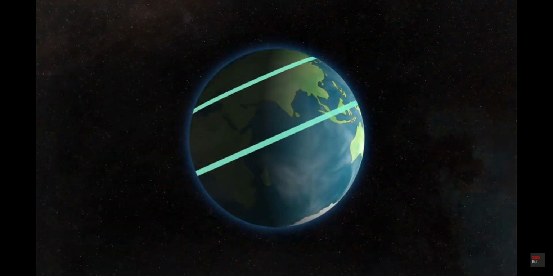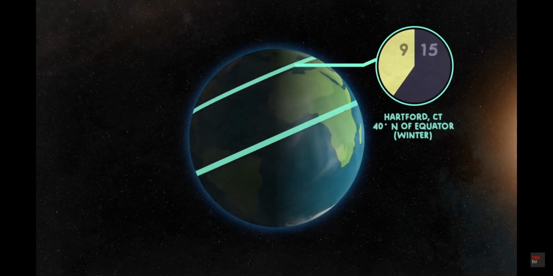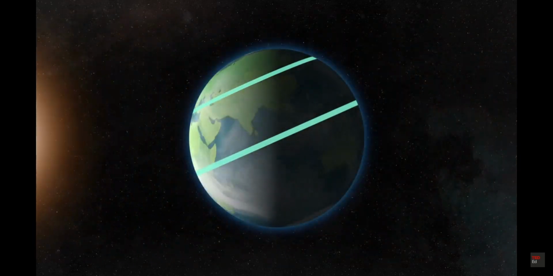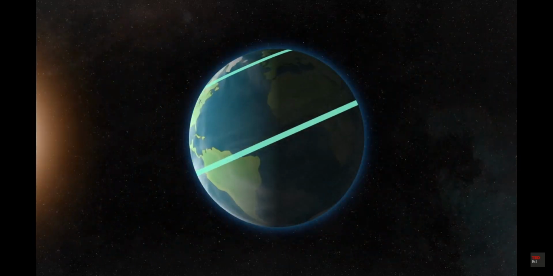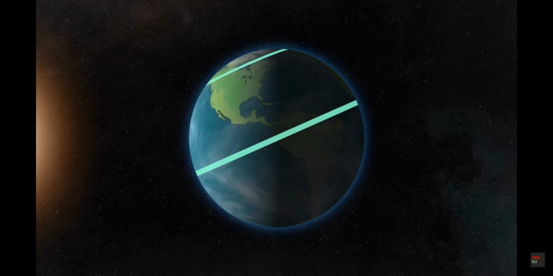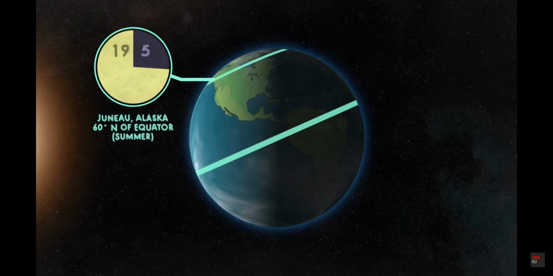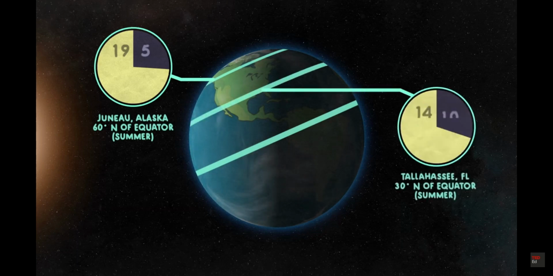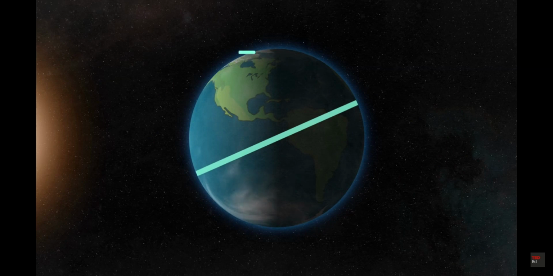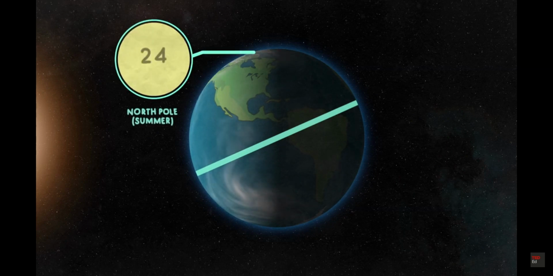In the winter, the opposite happens. There are many more hours of cooling time than warming time, and day after day, this results in a cooling effect. The interesting thing is, as you move north, the number of daylight hours in summer increases. So Juneau, Alaska would get about 19 hours of daylight on the same summer day that Tallahassee, Florida gets about 14. In fact, in the summertime at the North Pole, the sun never sets.